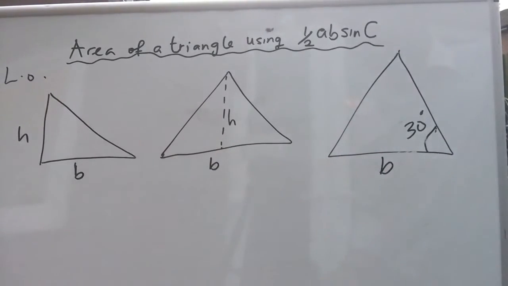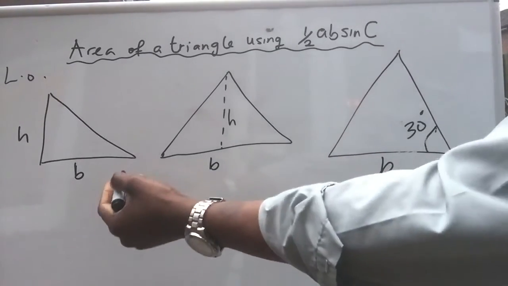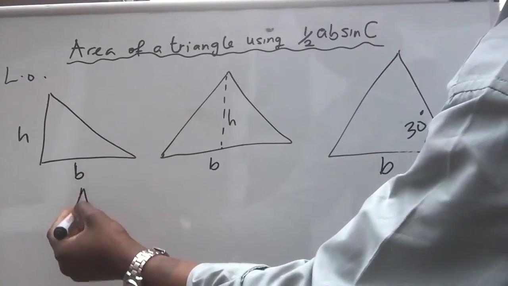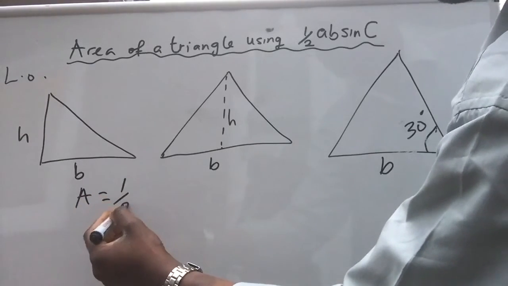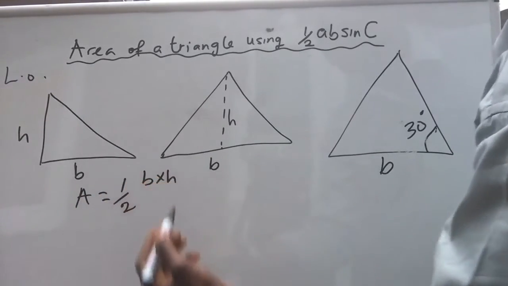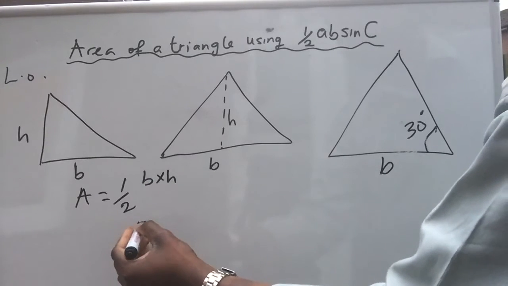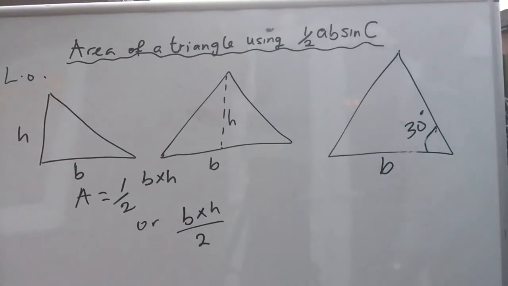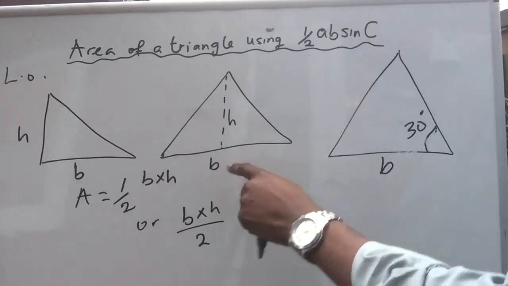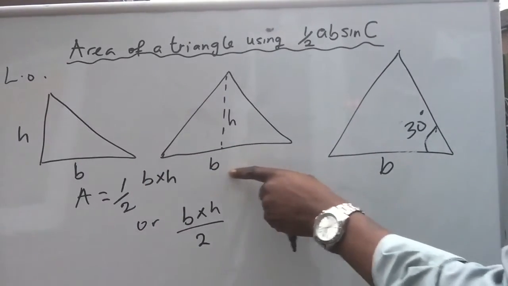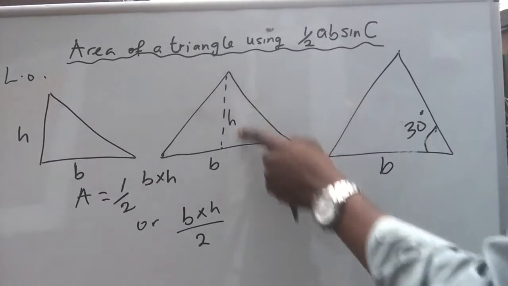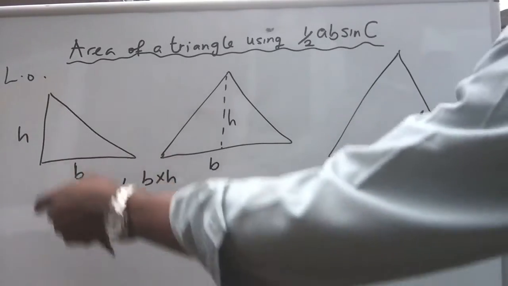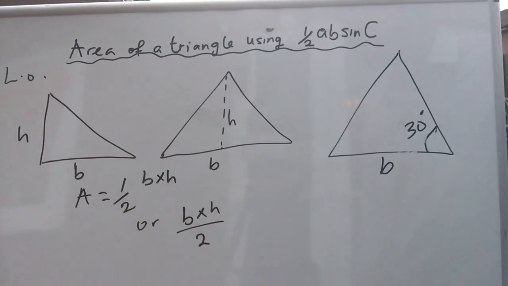The first triangle, if you were told to find the area of that triangle, and the same for the second one, we've known the formula all along: the area equals half base times height. In other words, base times height divided by 2. As you can see from these diagrams, the base is given and the height is given, so I'll use this formula.